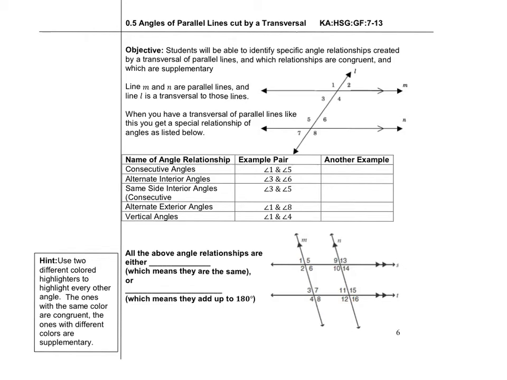When you have a transversal of parallel lines like we do here, you get certain relationships in these angles. So I went and numbered all the angles here. And a lot of the problems you'll see have the angles numbered. And we get these certain relationships that can be represented. So I want to go through what each of these are.